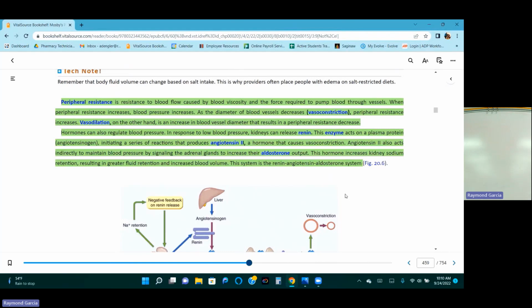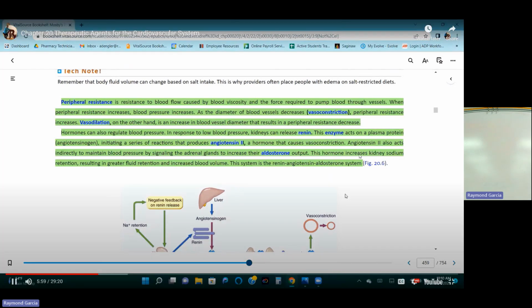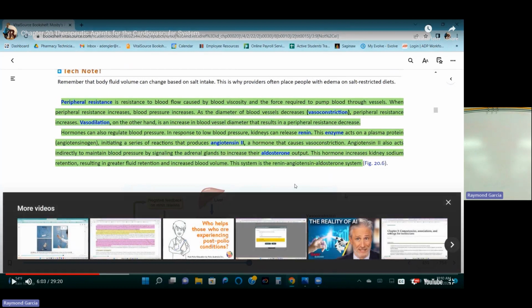Hormones can also regulate blood pressure in response to low blood pressure. Kidneys release renin. This enzyme acts on a plasma protein, initiating a series of reactions that produce angiotensin II, a hormone that causes vasoconstriction. You will see that certain diseases of the heart affect the kidneys and vice versa. Once your kidneys start going out, you're not able to release all the extra water within you, and it could affect your heart. You can have an enlarged heart, cause congestive heart failure and whatnot.